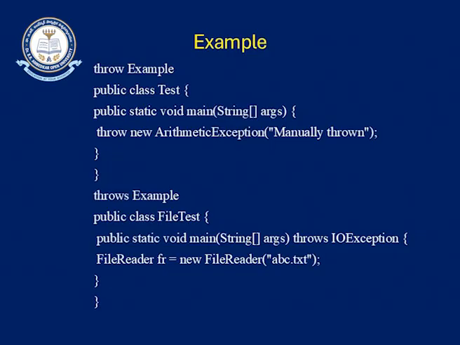Public class Test is the class name, and main. Throw new ArithmeticException: we are manually throwing it. After that, throws: my class name is FileTest. Public static void main is the main program. After that, FileReader fr = new FileReader. FileReader is a class, using which we are reading files in our local system or server system. Using the new keyword we are creating the object. fr is an object, and the file name is abc.txt. So this is the example program for throws and throw.